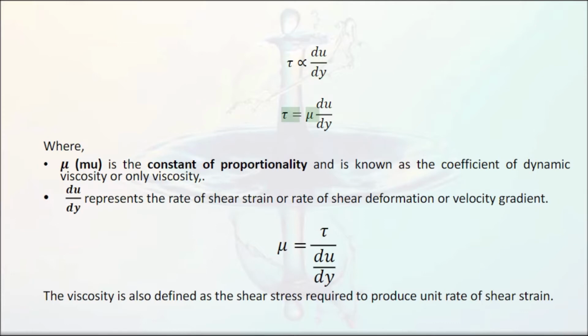tau equals mu du by dy, where mu is the constant of proportionality and is known as the coefficient of dynamic viscosity or only viscosity. du by dy represents the rate of shear strain or rate of shear deformation or velocity gradient. Mu equals tau over du by dy. The viscosity is also defined as the shear stress required to produce unit rate of shear strain.